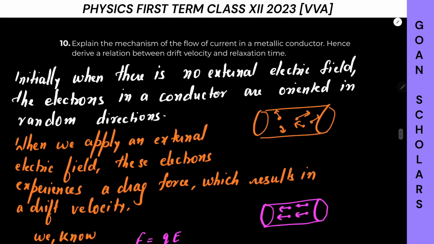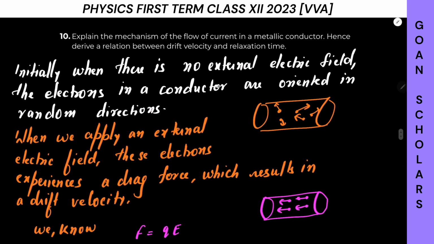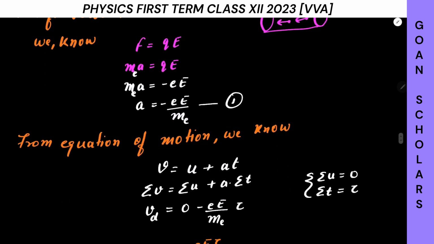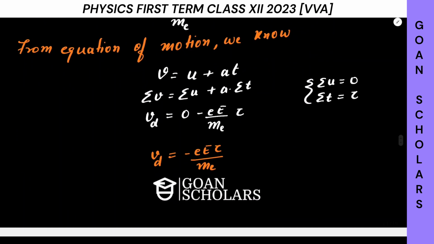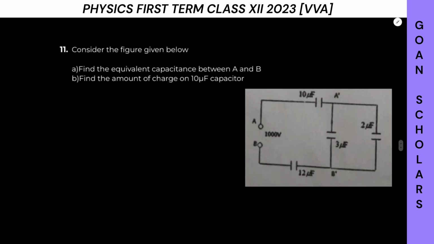Let's read the question to see if they are asking anything else. So explain the mechanism of flow of current in a metallic conductor. So current will flow only if an external field is applied. Okay. Hence derive a relation between drift velocity and relaxation time. So this is a relation between drift velocity and relaxation time, right? Let's move to question number 11.